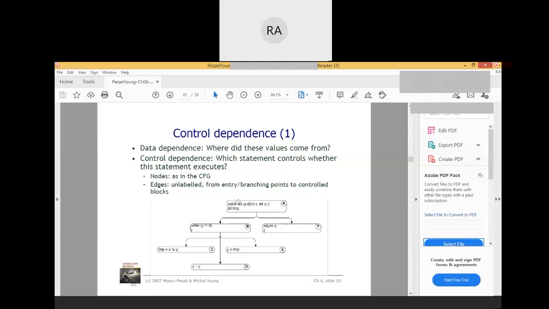They have taken the same example, computation of GCD using Euclid's algorithm, and they have drawn the control dependency graph. Here you basically have how many blocks? A, B, C, D, E, F, the same diagram, but there is a difference in the edges. Here they are solid lines without any labels. This is what I call a control dependency graph.